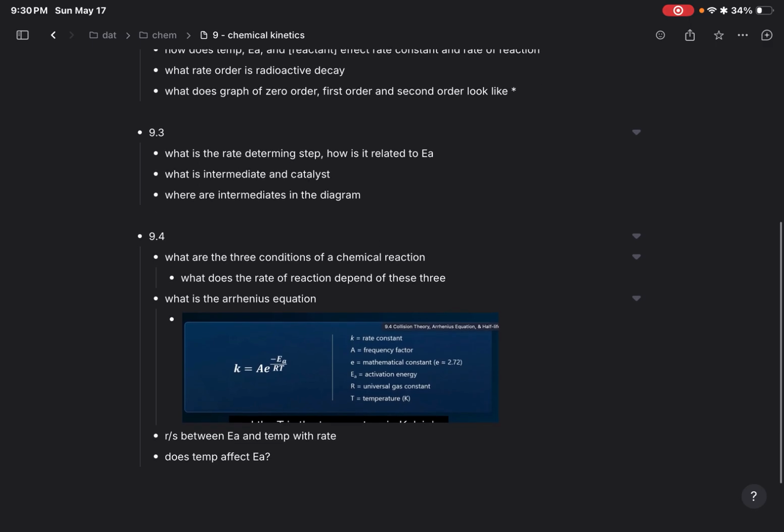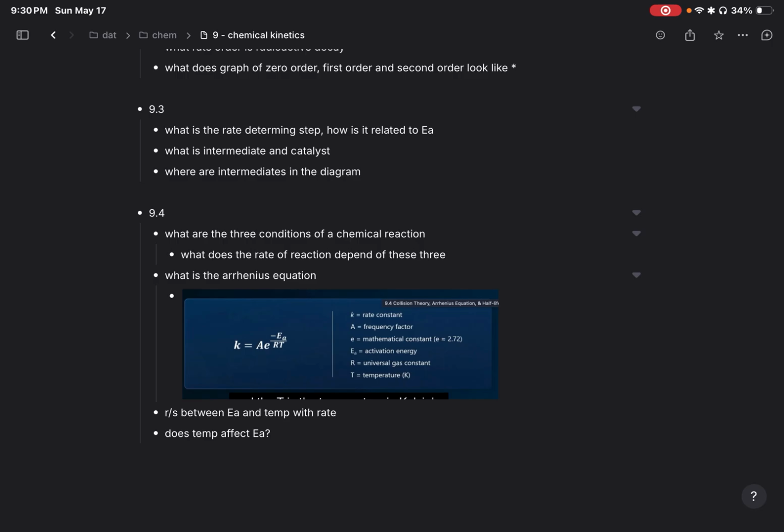Interesting. What is the rate determining step? How is it related to EA? So the rate determining step is the slowest step, and that's what the rate of the overall reaction will depend on. The rate determining step, or the slow step, will be the one with the highest activation energy. It'll take the longest to proceed, so it's the slow step.